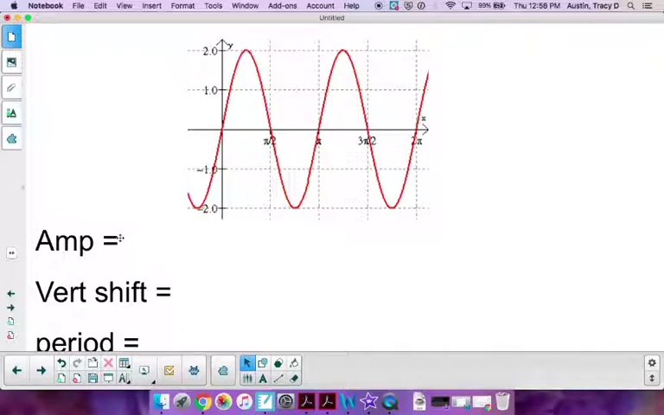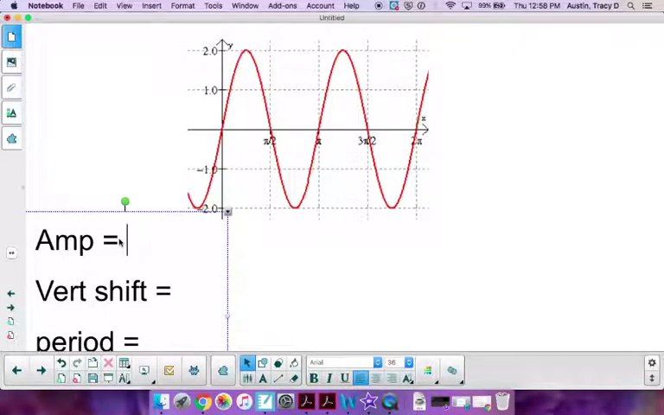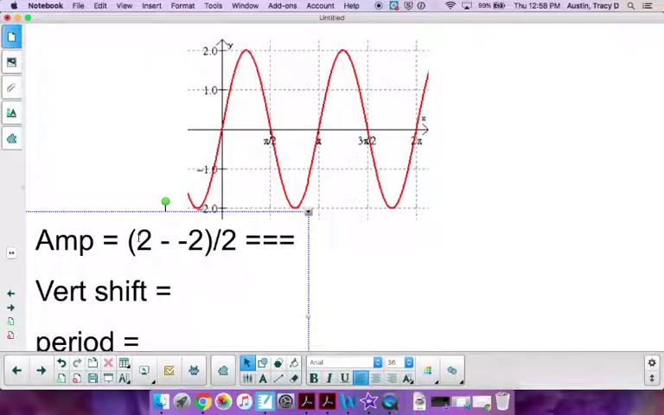Okay, so again, amplitude is max minus min divided by 2. So in this case, our maximum is 2. Our minimum is negative 2, right? Max minus min divided by 2. And that means our amplitude is going to be 4 divided by 2, which is 2. So our A value, our amplitude, is 2.